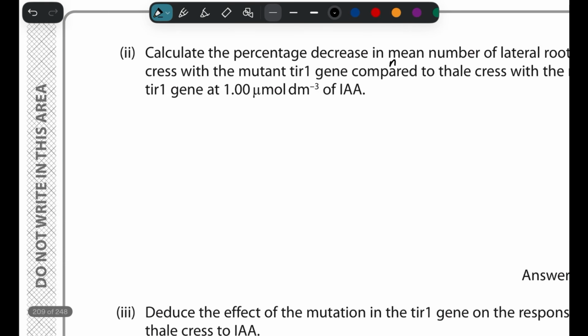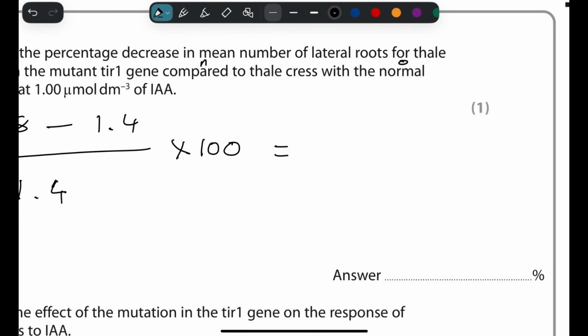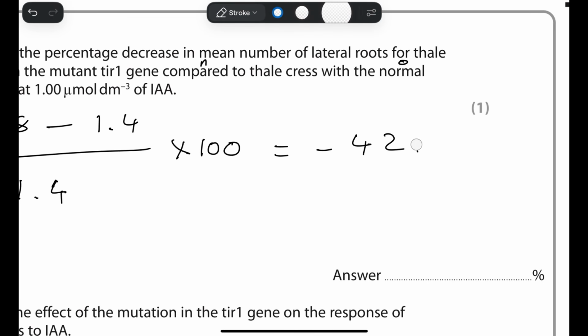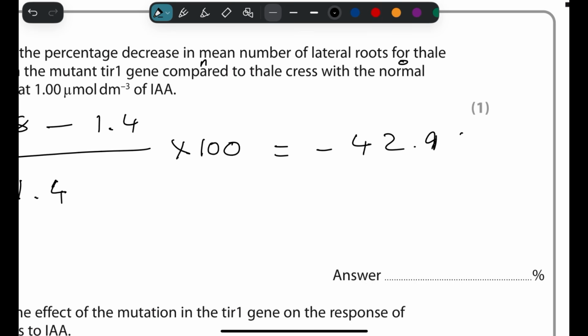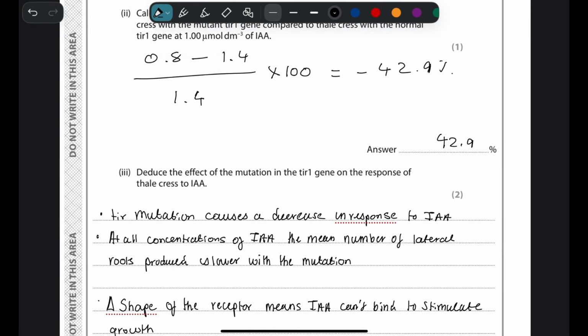So we said that new 0.8 minus old 1.4, divided by the old, multiplied by 100 to get our answer. So you're going to get the answer as like minus 42.3% or something. No, sorry, minus 42.9% or something. So I'm just going to do 42.9 because it said calculate percentage decrease anyway.